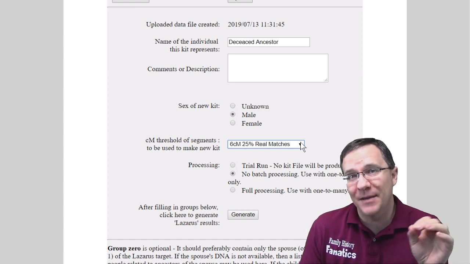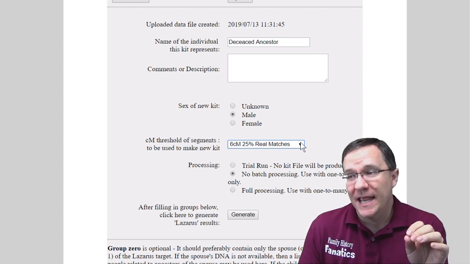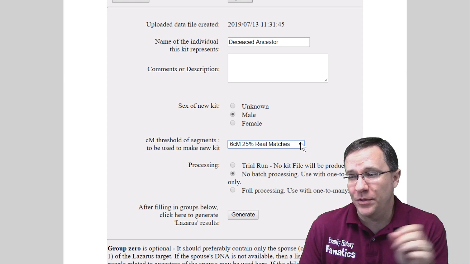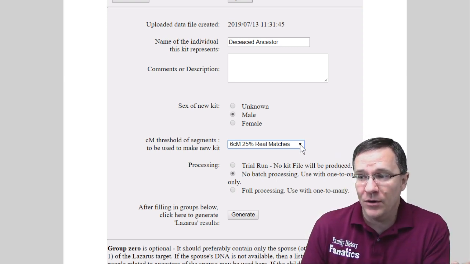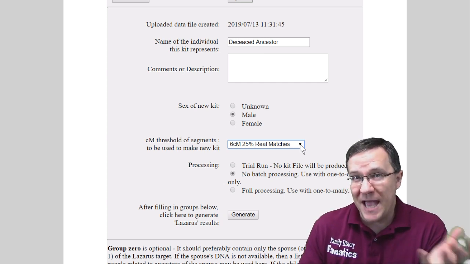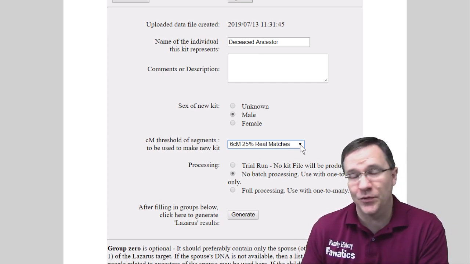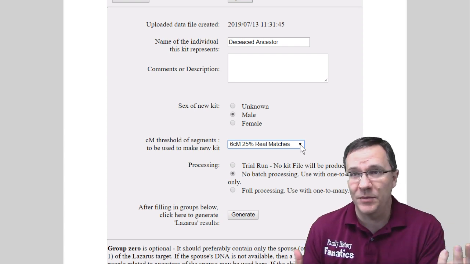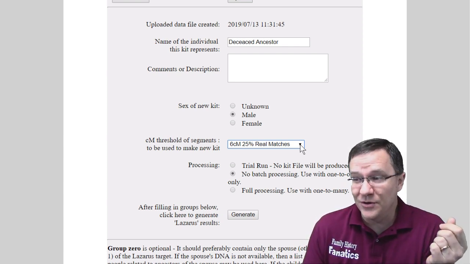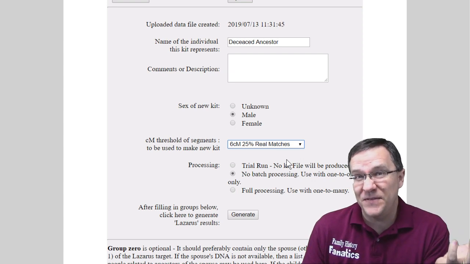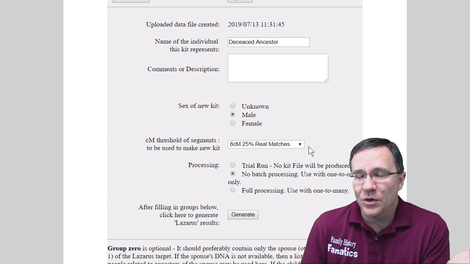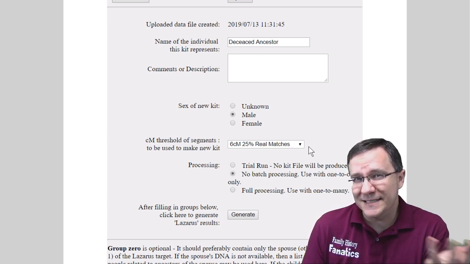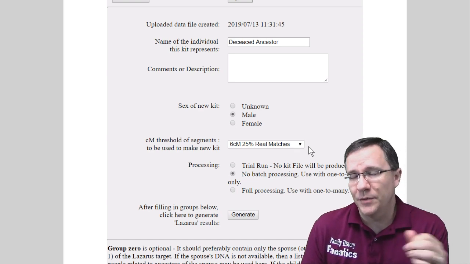The next is going to be the cM threshold for segments. Now, I usually just stick with the default of 6 centimorgans, but you can increase that to a higher or decrease it to a lower, depending on your family situation. For instance, if you have a lot of endogamy in your family, you're probably going to want to increase that to 12 or even 15 centimorgans. Whereas if you maybe want to take a look at some speculative segments, you might want to lower that. But if you stick with about 6 centimorgans or 7 centimorgans, you're going to be just fine.